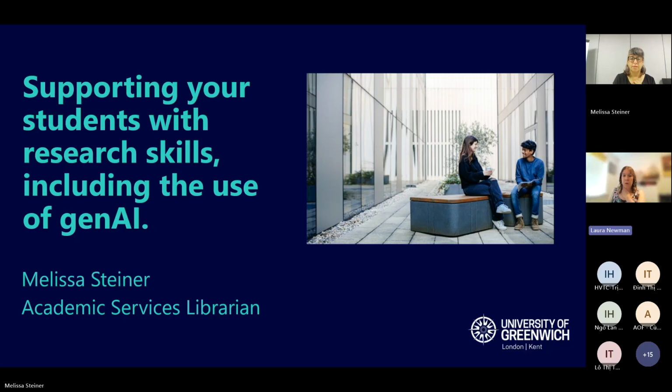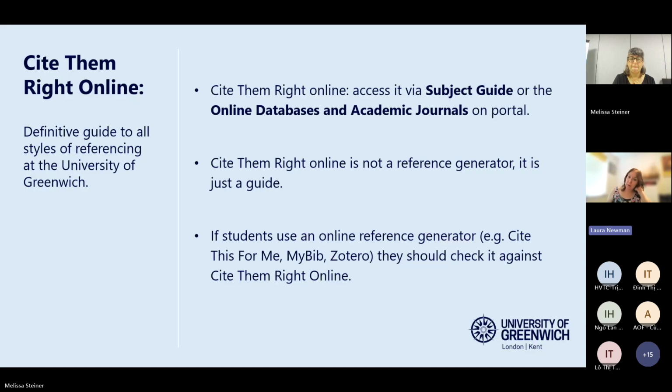I've just put a link in the chat as well to the declaration. So just a reminder that obviously if students are using Gen AI in their research process, then that's absolutely fine, and the university is very happy with that, but they should be declaring that use in their assessment. So I've just put a link to the declaration form there in case you didn't have that and you want to share that with your students.